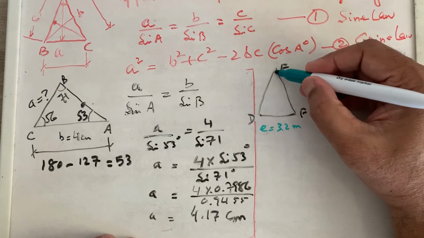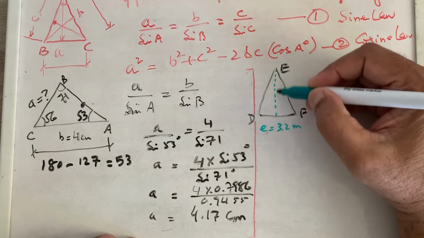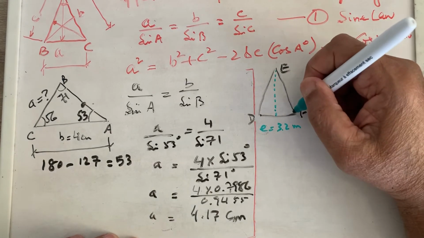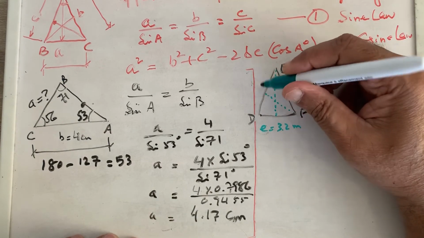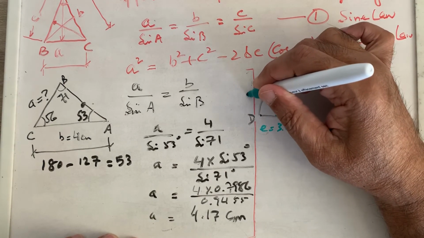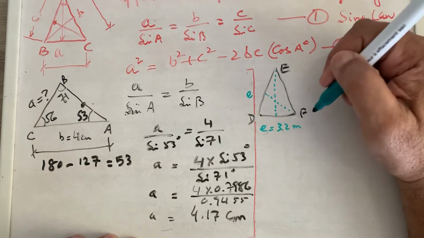Why did I put e here? Because this is opposite to angle E. And this is given actually. This diagram is given, so you have no confusion. But you have to maintain your alphabets, that the side length is equal to the lowercase of the opposite angle.